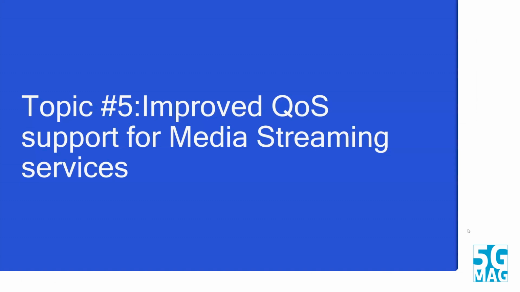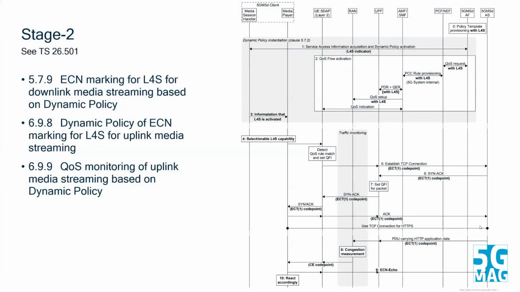The next one is, and that's where I had like 8 minutes to prepare for the call, improved QoS support for media streaming services. And I would really be happy to hand this over. But what was done here is we updated basically 26501 to support ECN marking, dynamic policy for ECN marking. This is for downlink streaming in uplink media and QoS monitoring uplink streaming. So this is pointed here.